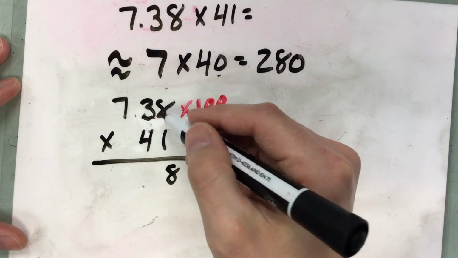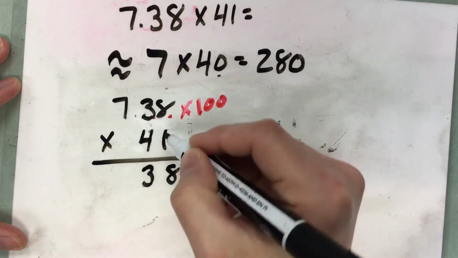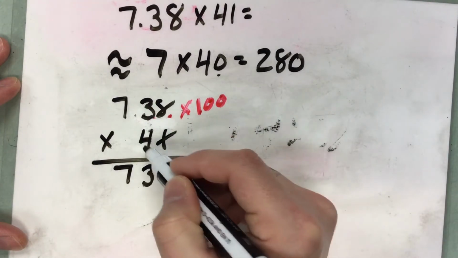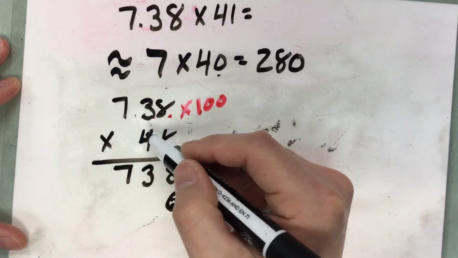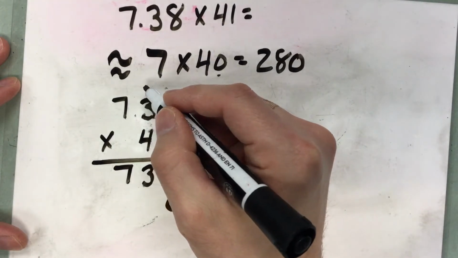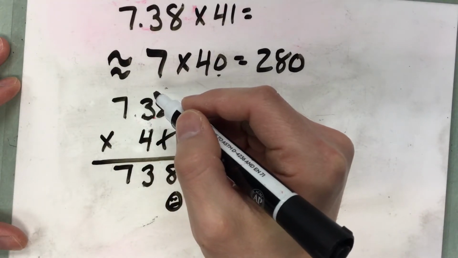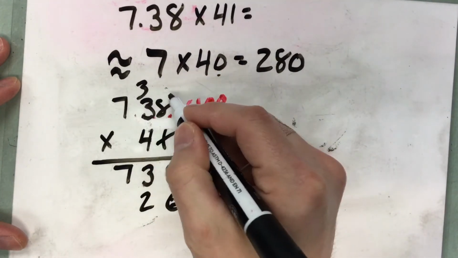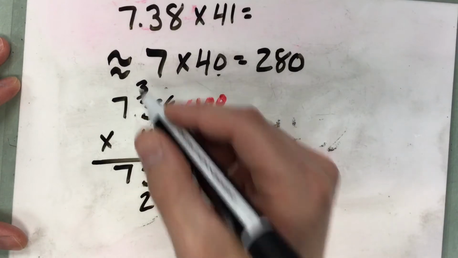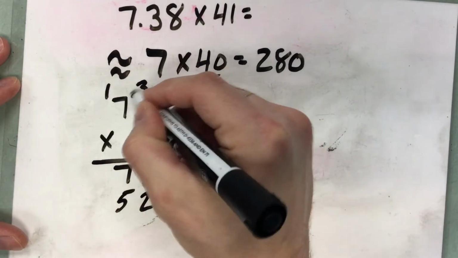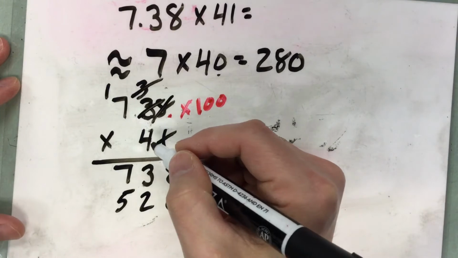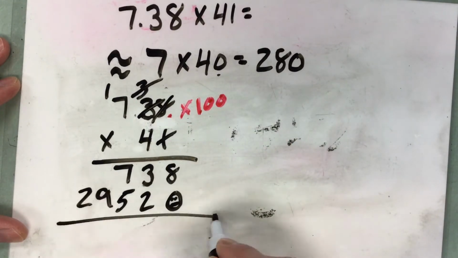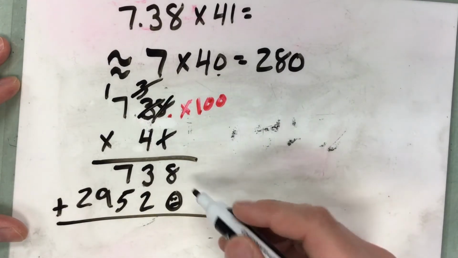So 1 times 8 is 8, 1 times 3 is 3, 1 times 7 is 7. Need to drop a 0 because now I'm moving on to my 4. So 8 times 4 is 48. Actually 32, sorry. 4 times 3 is 12, plus 3 is 15. And 4 times 7 is 28, plus 1 is 29. So now that I have my partial products, I can go ahead and add.